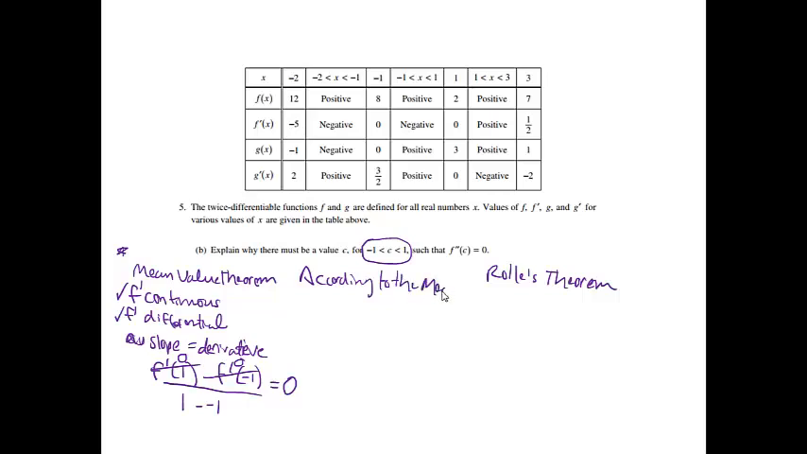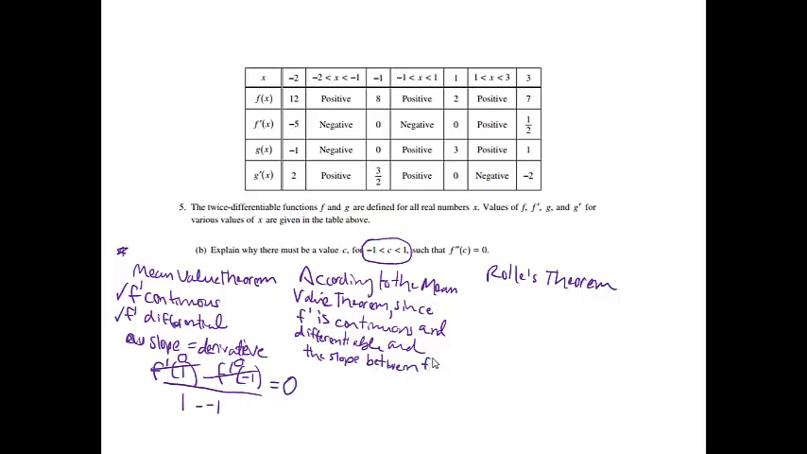So I'm going to say, according to the mean value theorem, since f prime is continuous and differentiable, and the slope or average rate of change between f prime of 1 and f prime of -1 is 0, then f prime of c must equal 0 somewhere, for some c between -1 and 1.